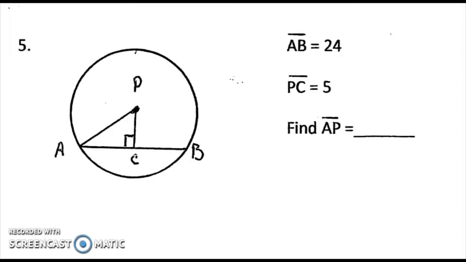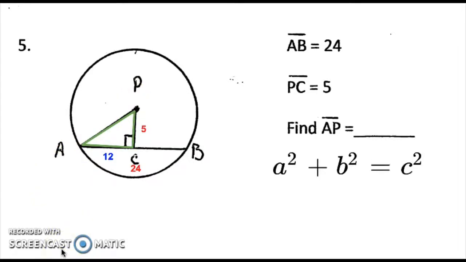Number 5, we have AB equaling 24 and PC equaling 5. So what we have here, though, is a right triangle. Now, when this intersects this, it is perpendicular, and that also means that it bisects it. So AC equals CB. So if we look for AC, we divide 24 by 2, and we get 12. And now we have a right triangle here. And to find the third side of a right triangle, we use the Pythagorean Theorem.